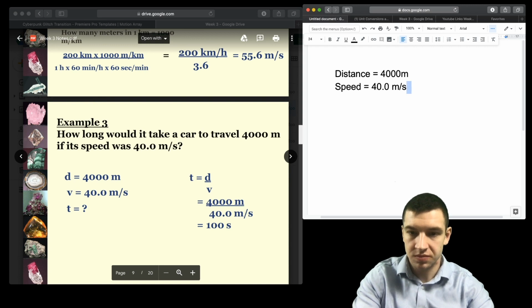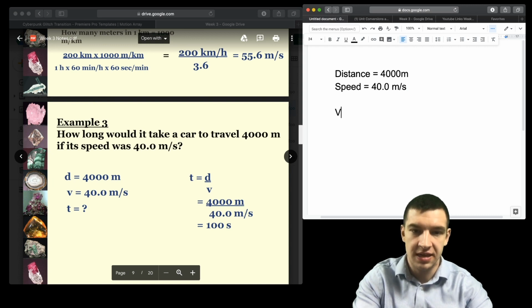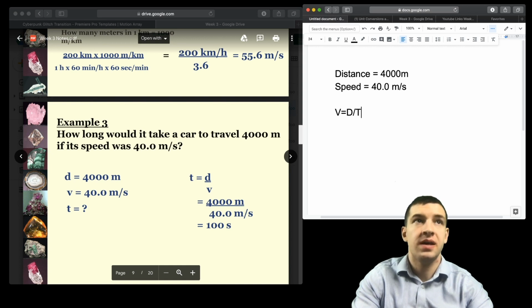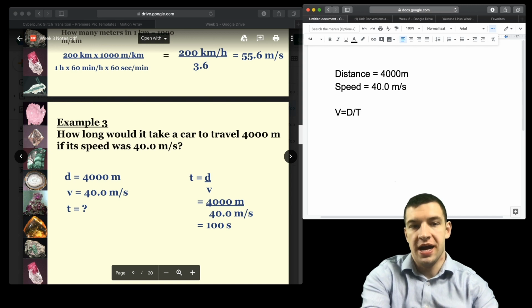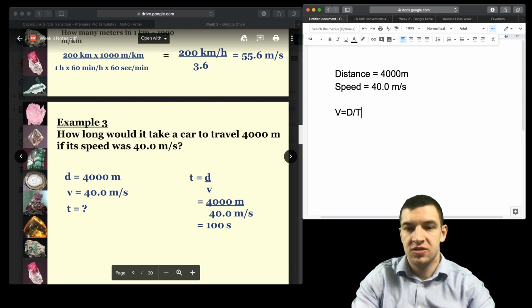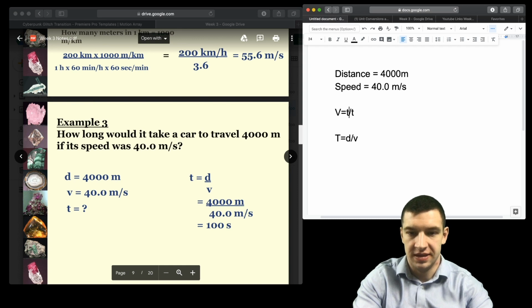So what you want to do here is look at our equation. Our original equation was velocity equals distance over time. Now that's all fine and dandy, but this is our first example where we are actually trying to find time instead. So what you want to do is rearrange it so it's time equals d over v. These should all be lowercase, I'm sorry.